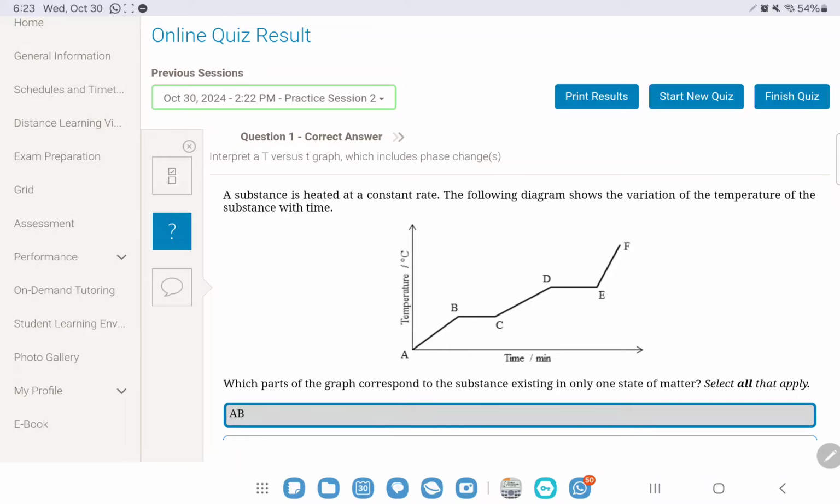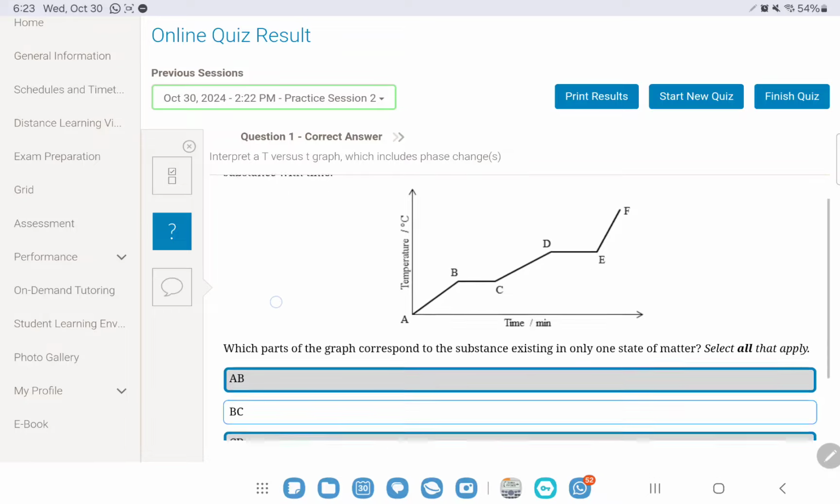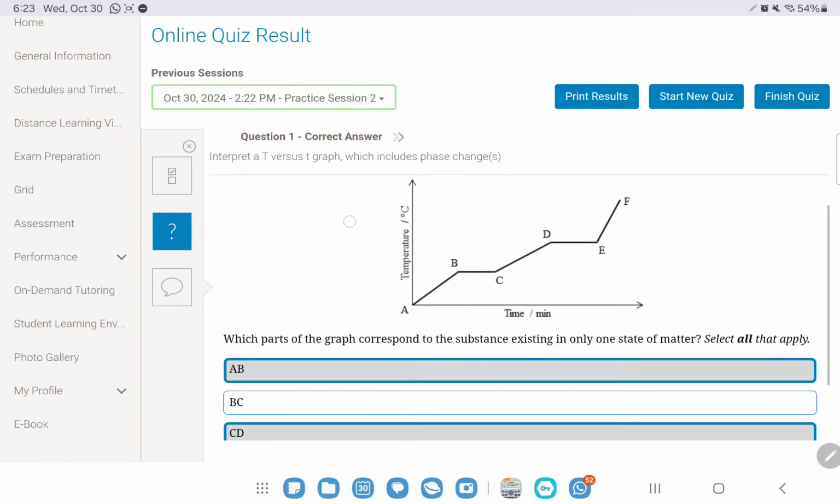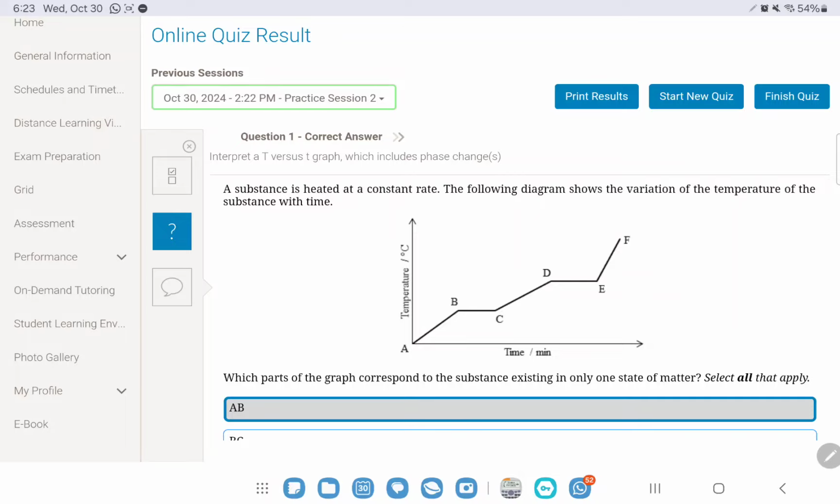Anyways, the substance is heated at a constant rate. The following diagram shows the variation of the temperature of the substance with time. Which parts of the graph correspond to existing in only one state of matter? Now look, we learned this in chemistry last year. Whenever you see a slope like here, it means you only have one state of matter at this slope. When you see a flat line, it means you have two.